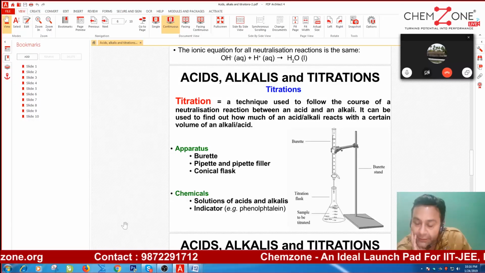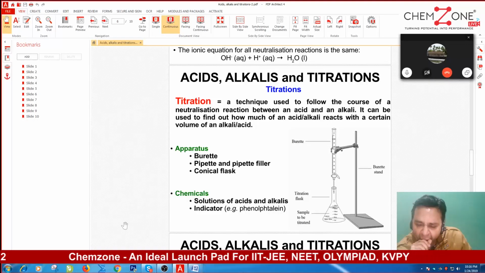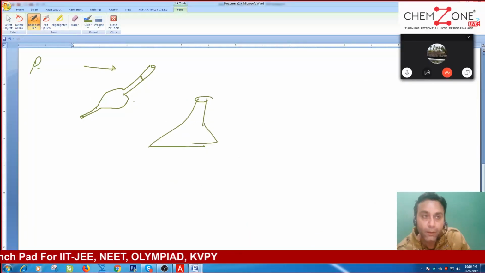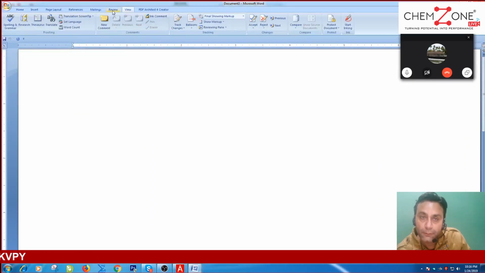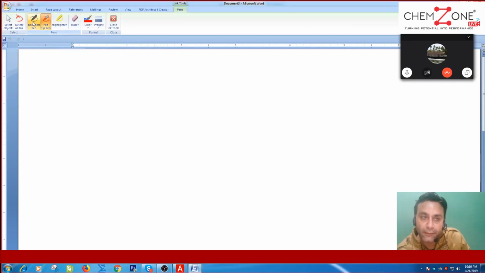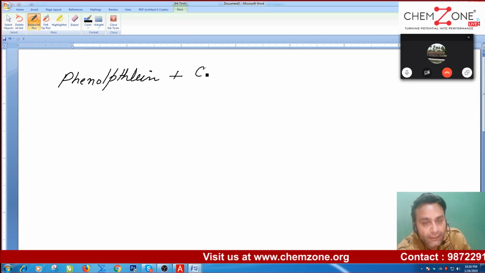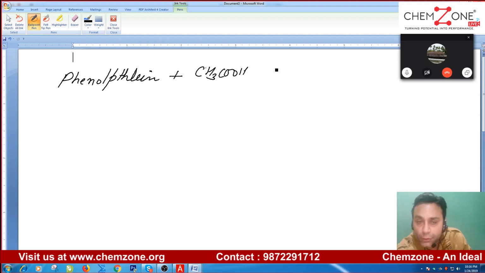Do you know what is an indicator? No. Oh, is it phenolphthalein? Yeah, phenolphthalein. So basically what happens is that this phenolphthalein in the acidic medium is colorless. It means if I add this phenolphthalein and put it into the acid like acetic acid, right? The resulting solution remains colorless.